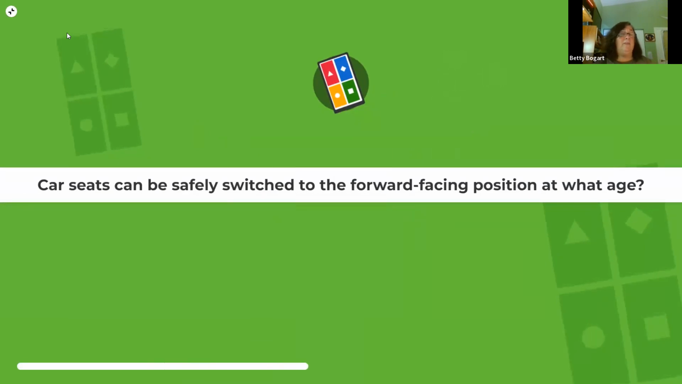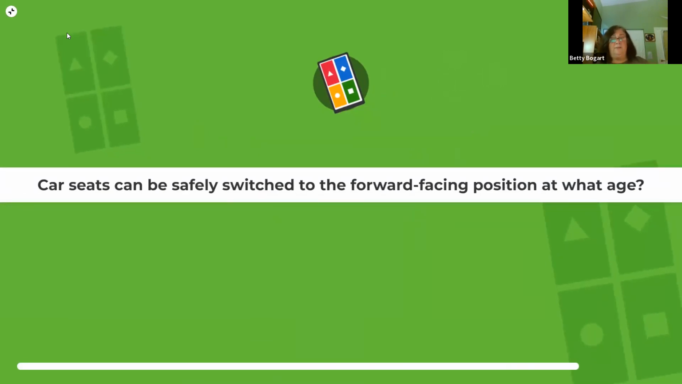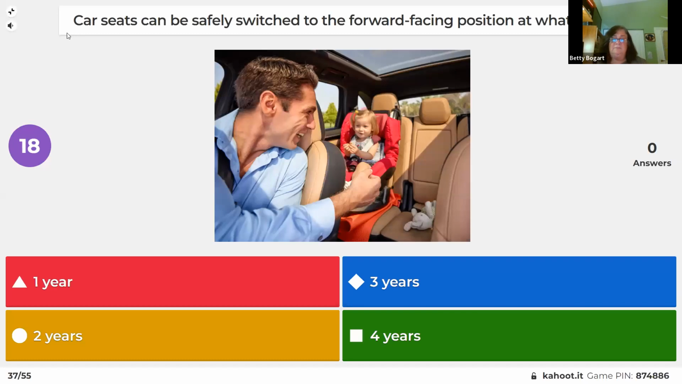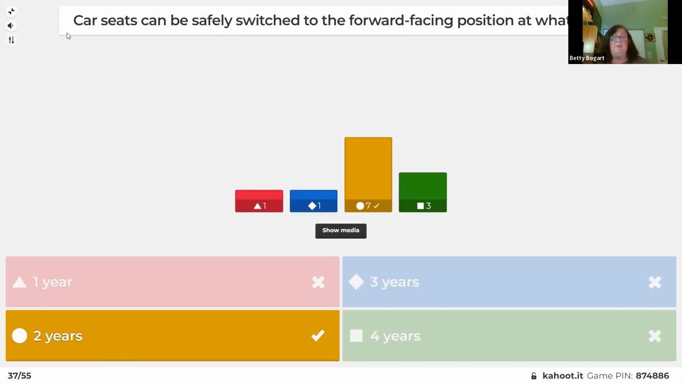Car seats can be safely switched to the forward-facing position at what age? And I had to do research. It doesn't matter the amount that the child weighs, it's the age, because it has to do with muscle development. And it's 2 years old is when you switch it to front.